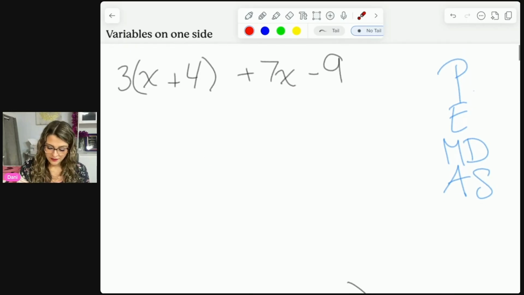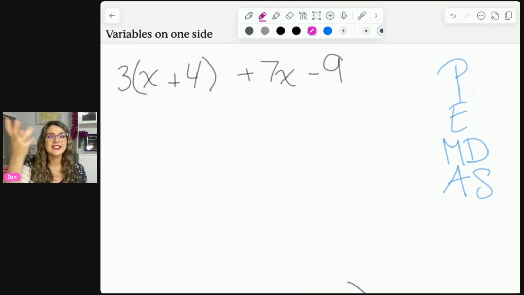So the first thing we're going to do is pick a different color. And if you watch my videos, you know I love to use multiple colors because it makes me happy and it's just easier to see things. All right, so we've got to simplify this out.